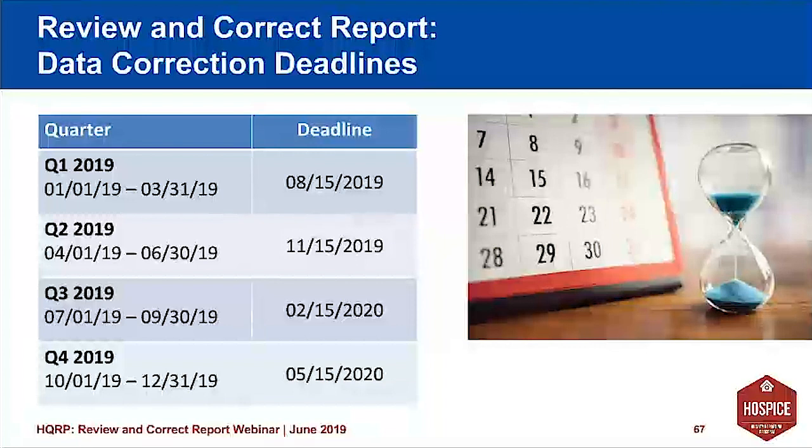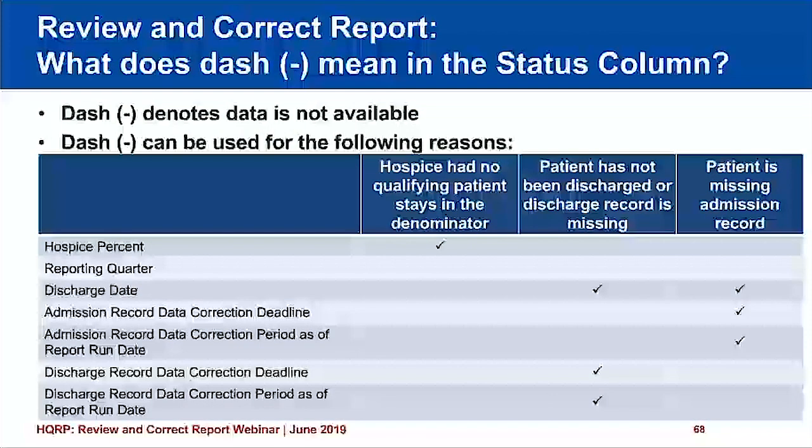November 15th of 2019. Q3, it is February 15th of 2020, so of the subsequent year. And Q4 of 2019, the data correction deadline would be May 15th of 2020. So a good little table to just keep around. Quick reference.